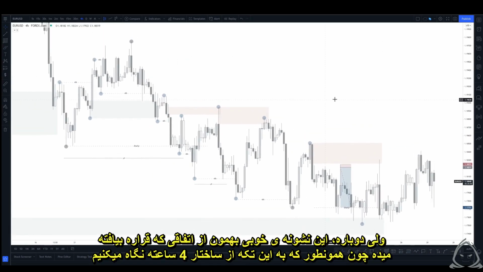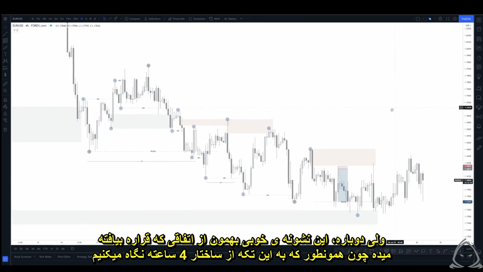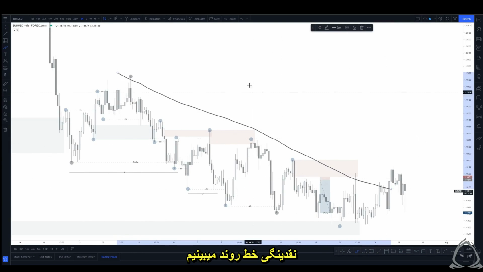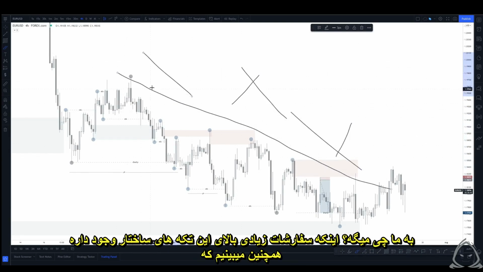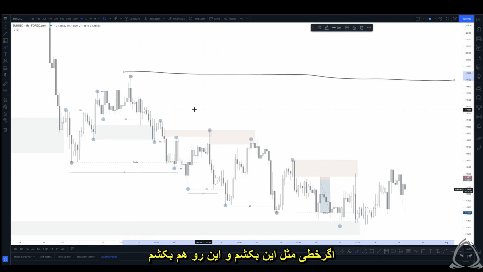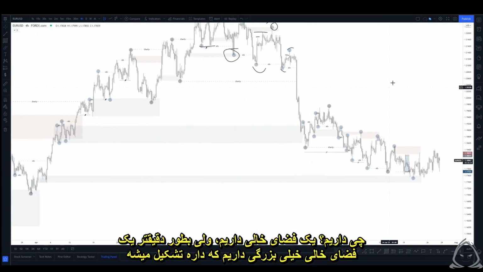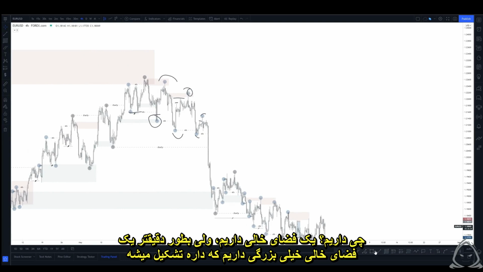But again, it gives us a good indication of what's likely to happen, because as we're looking at this bit of 4-hour structure, what we can start to see is trendline liquidity. What does that tell us? That there are a lot of orders that are resting above these bits of structure. And if I just draw a line like this and go something like this, what do we have? We have a void in price, but more specifically, we have a much larger void in price being created.